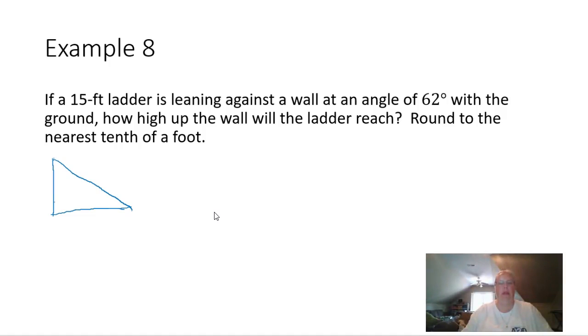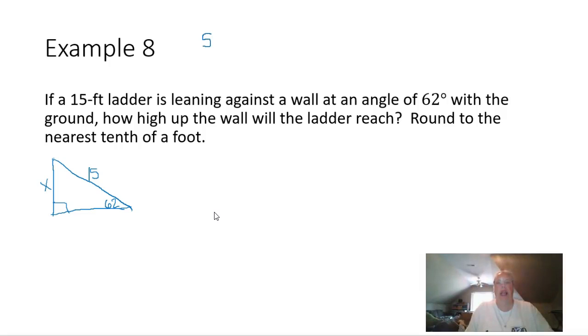All right. The length of the ladder is 15 feet. That's going to be our hypotenuse this time because remember the ladder is the one that's leaning. All right, it is leaning on the wall at an angle of 62 degrees with the ground. That's down here. The ladder and the ground meet right here at 62 degrees. We want to know how high up the wall the ladder is going to reach. That's going to be this side over here.